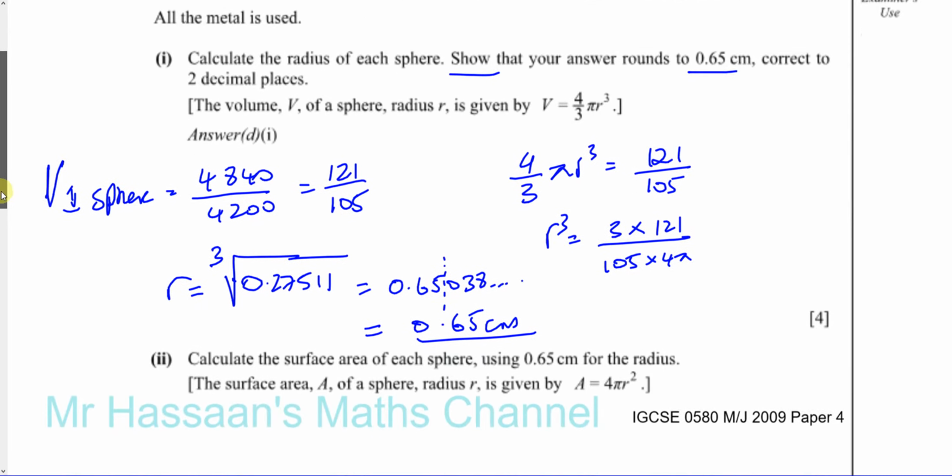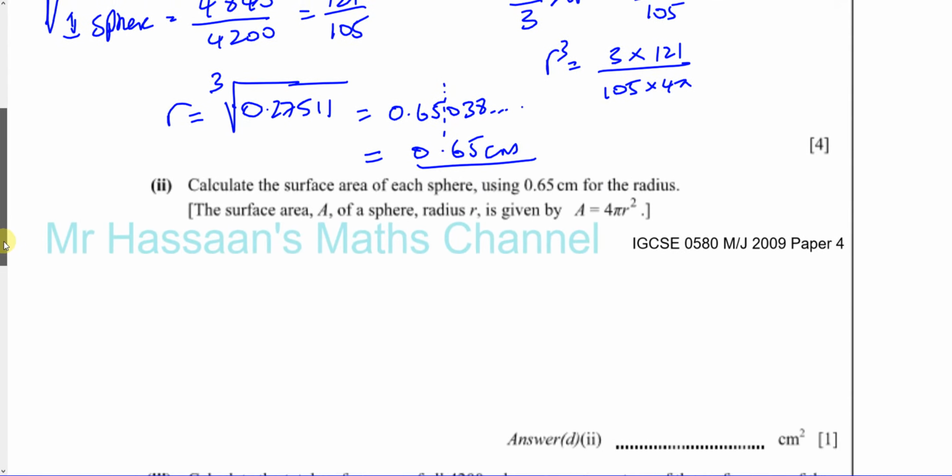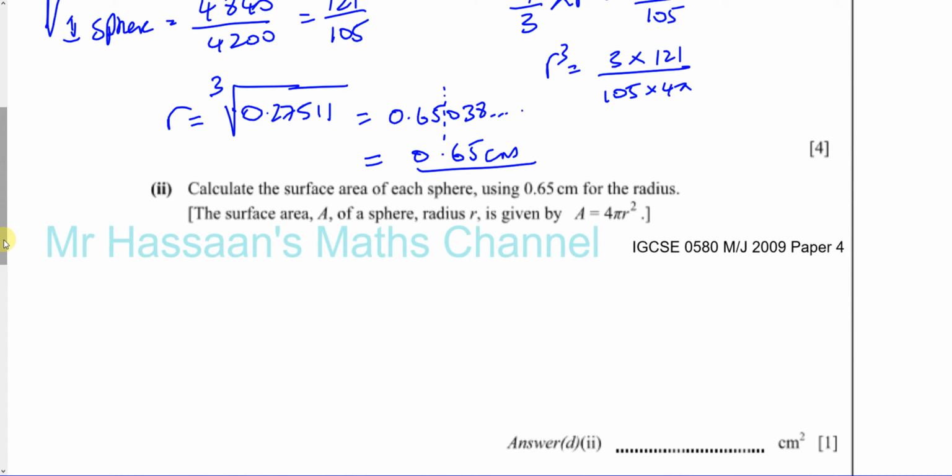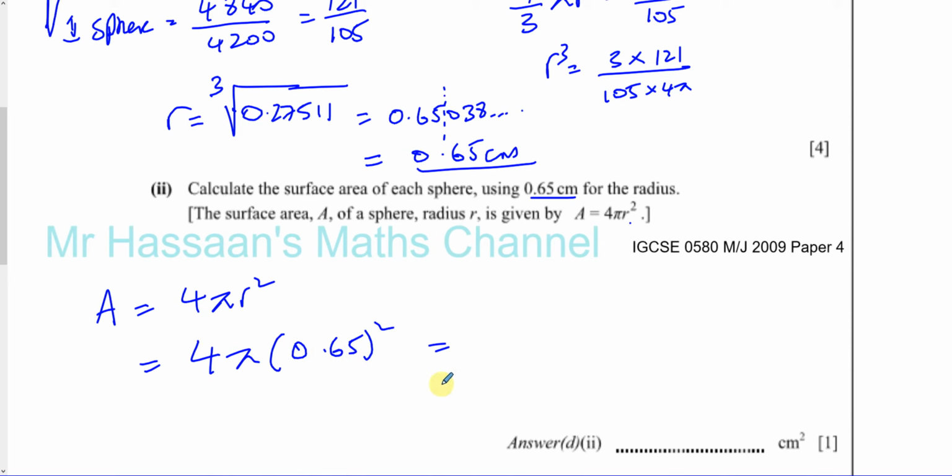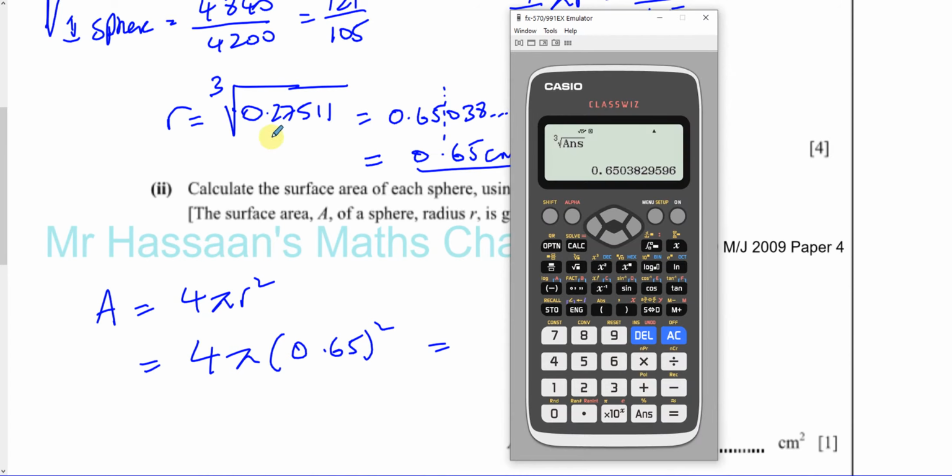Now D part 2, it says calculate the surface area of each sphere using 0.65 for the radius. So they don't want us to use a more accurate form of it. They want us to use 0.65, and they told us the surface area of a sphere is given by 4 pi r squared. So it's pretty simple, this one. You just have to use this and substitute the r with it. That will be the surface area of one of the spheres. So 4 pi times 0.65 squared. And they want us to use 0.65 as 0.65, not as its more accurate value.